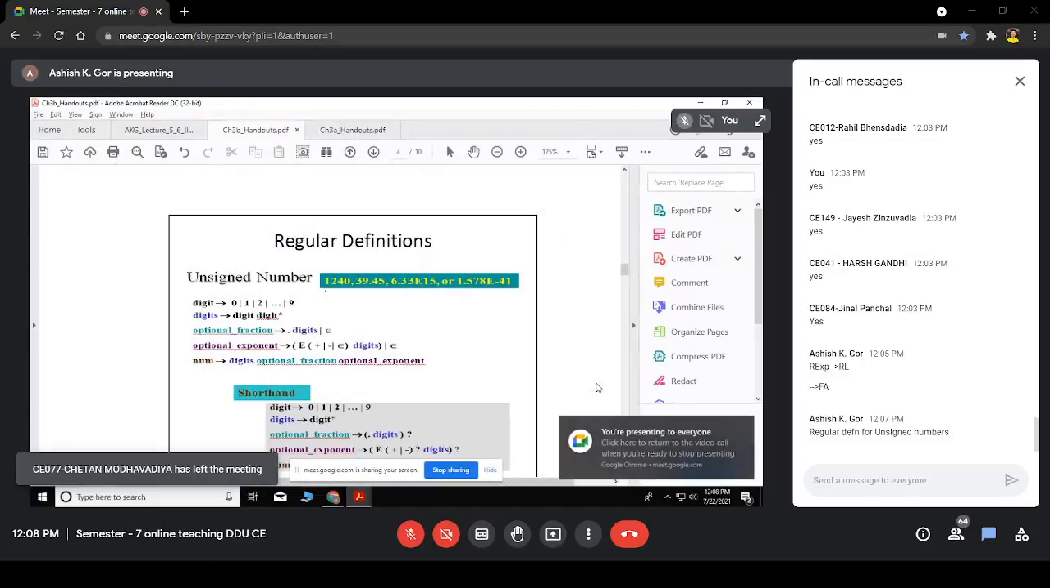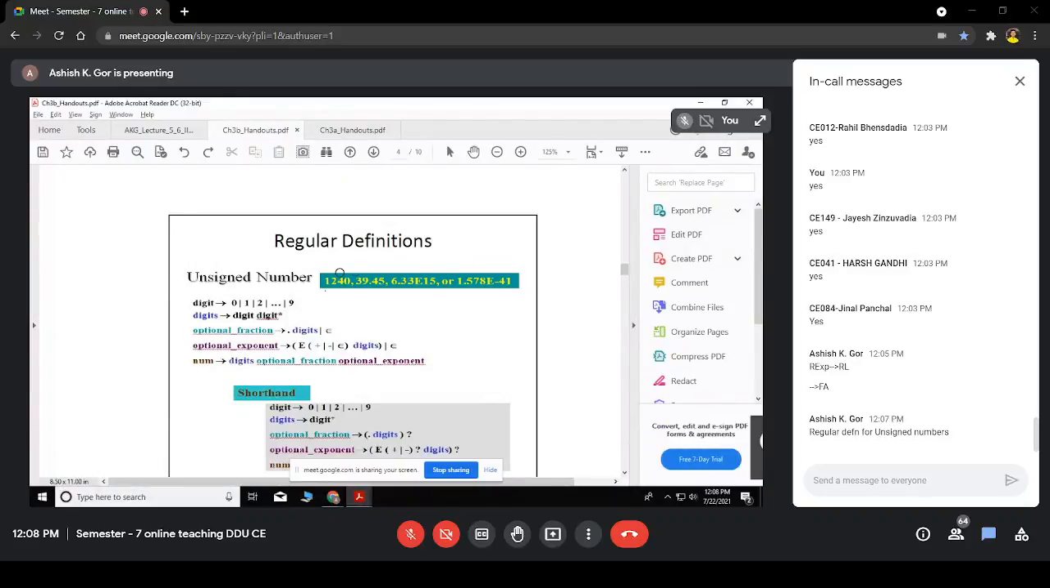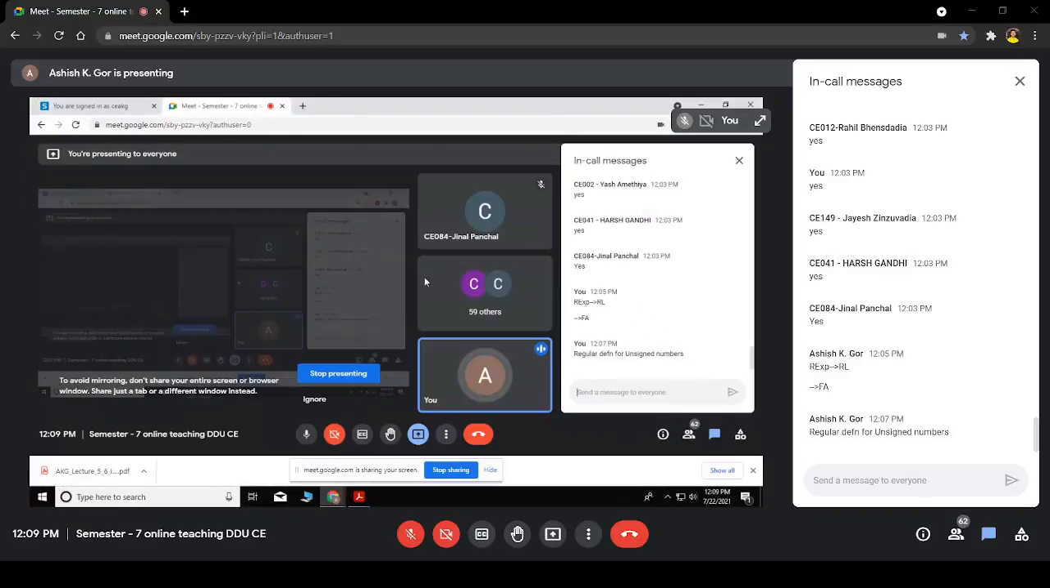Let's see for unsigned numbers. So what are the unsigned numbers? You see this green region: 1240, 39.45. These all are numbers. Sometimes this is also a correct number, 6.33E15. That means the exponent part, 10 raised to 15. Or 1.578E minus 41. That means 10 raised to minus 41. But these things are optional, right? Exponent is optional.